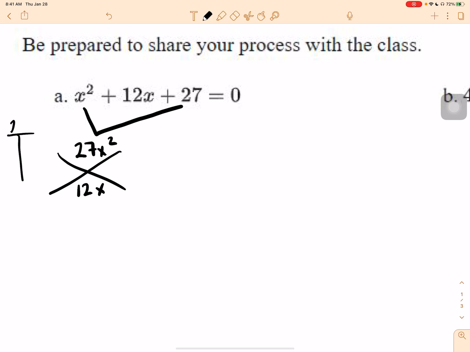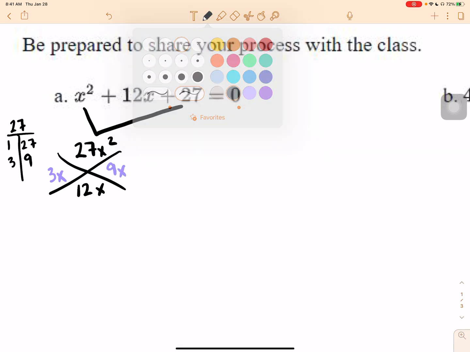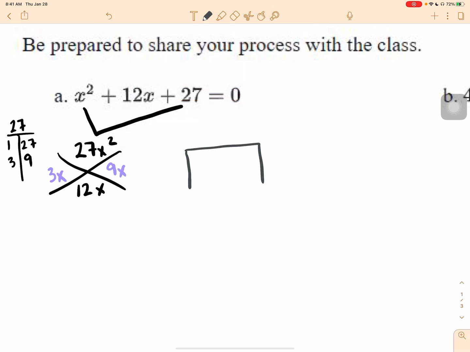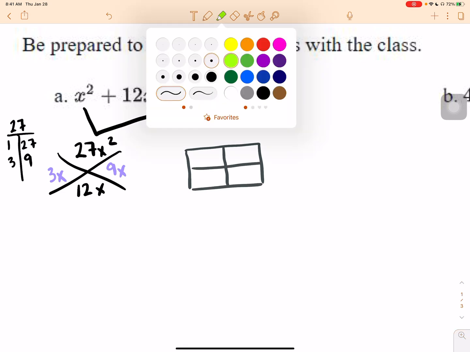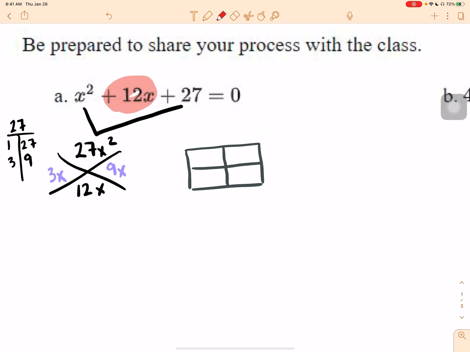So all the numbers that multiply to 27: I have 1 times 27 and 3 times 9. 3 plus 9 is 12x. So I know that my two factors are 3x and 9x. And this one works, so I'm going to go ahead and create an area model. And I'll color code just to remind you that I got this 12x because that's the bx term, and it goes at the bottom after I multiply the a and c terms.